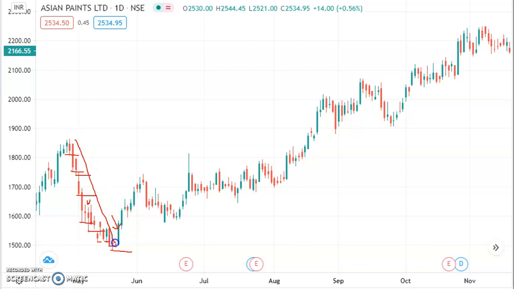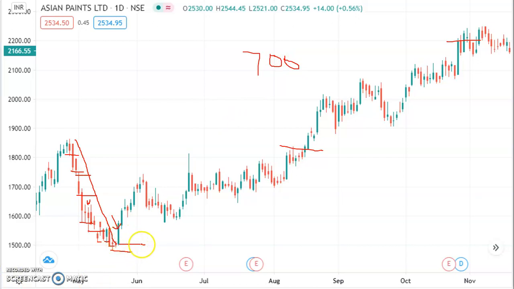Here the length is close to 350, so your target one should be 350 on the upside, so it will come somewhere close to here, and target two is another 350, so that will come close to here. So we have reached the target of 700 using this strategy. And see the stop loss.